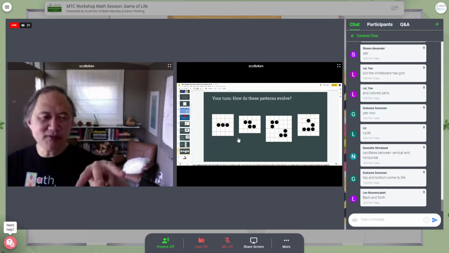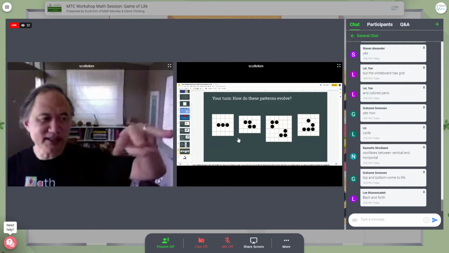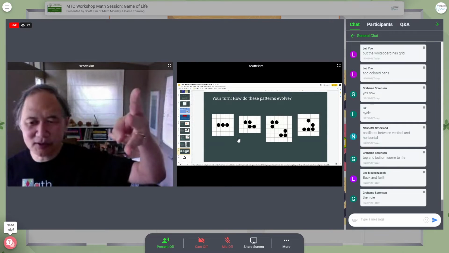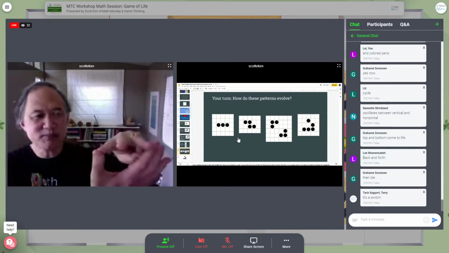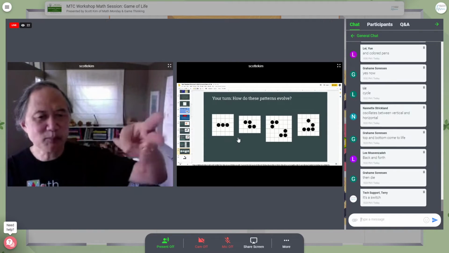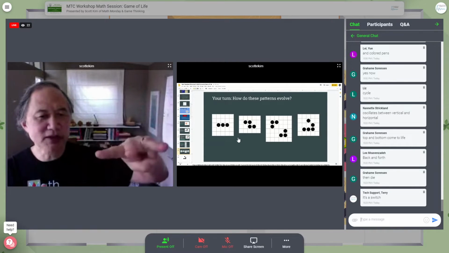The top and bottom come to life, and it does sort of this. It starts out as 3 in a row horizontal, and it turns into 3 in a row vertical. The end ones keep dying because they only are next to 1. So that's a blinker. It's called a blinker. It's the simplest repeating pattern.